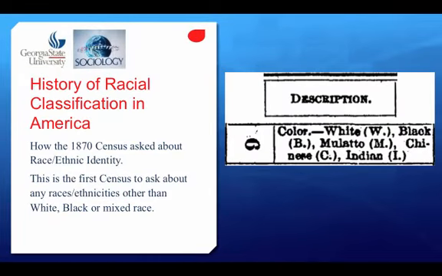In 1870, you have the initial inclusion of other racial groups, including the Chinese and Indians. The Chinese, from this point forward, have been on every census as a distinct racial category, the only racial category other than whites and blacks to be on all the censuses since this time.